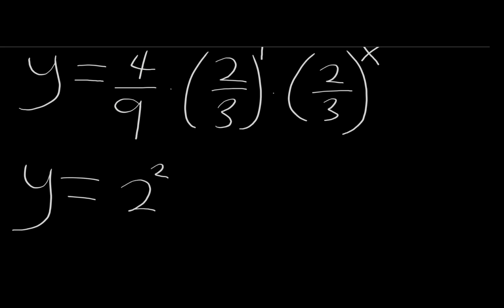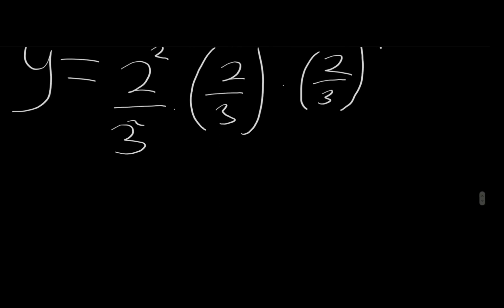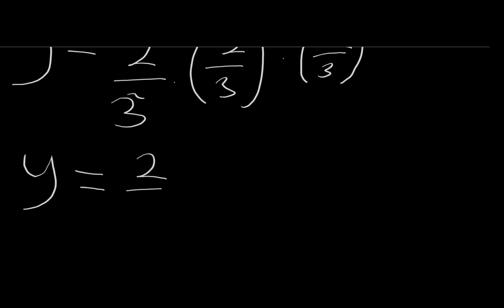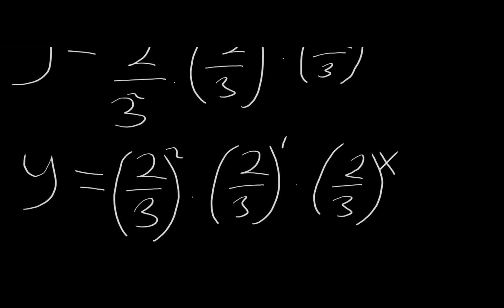So as you can see, this one is multiplying this. So if I change the position of them, the answer will still be the same because they are multiplying, and multiplication is commutative. So we now have y to be equal to, now 4 divided by 9 can be written as 2 squared divided by 3 squared, and then this will multiply 2/3 exponent 1 times 2/3 exponent x. So we now have y to be equal to, this can also be written as (2 divided by 3) all squared times 2 divided by 3 exponent 1 times 2 divided by 3 exponent x.